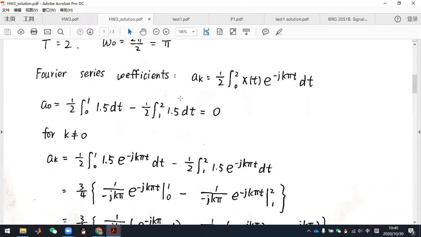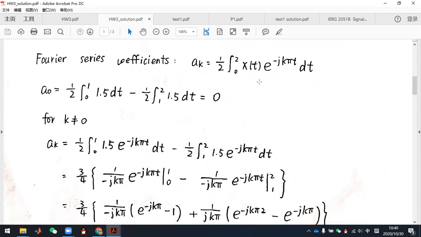In this problem, we need to discuss the cases for when k is equal to 0 and when k is not equal to 0. When k is equal to 0, the exponential is equal to 1. So the integral becomes the integral of a constant number. This term is 1/2 times 1.5, and this term is also equal to 1/2 times 1.5. So the result is 0.